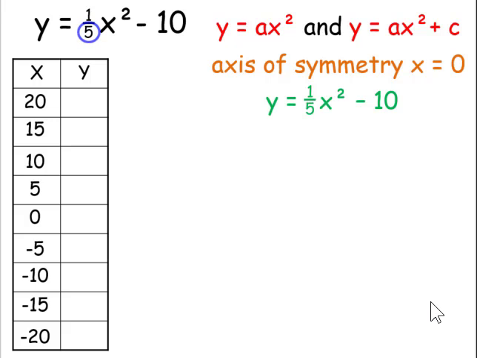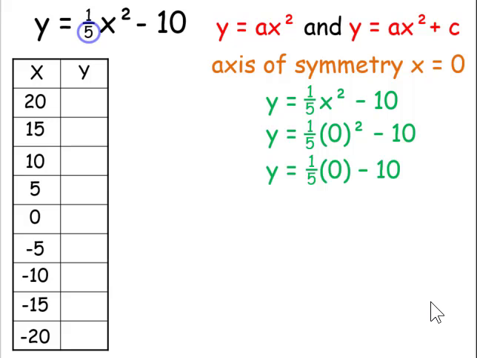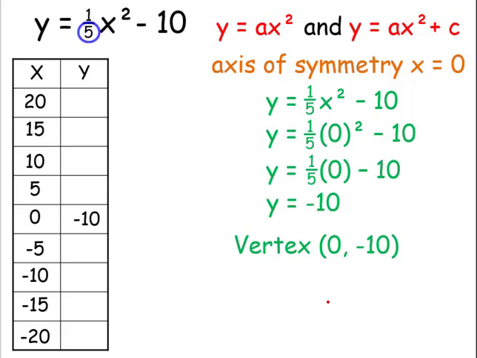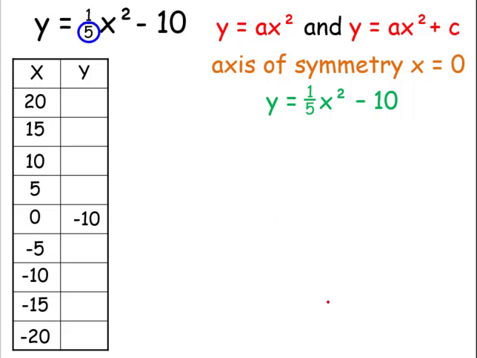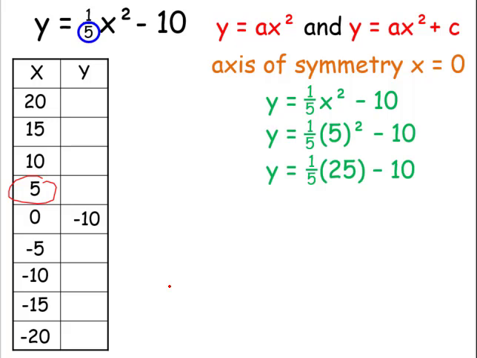When we plug in 0, we're left with negative 10. So that means our vertex is (0, negative 10). Now we'll plug in 5. We can plug in negative 5, but I feel like plugging in a positive number is easier, so I'm going to plug in the 5. 5 squared is 25, a fifth of 25 is 5, and 5 minus 10 is negative 5. Since this is negative 5, it will also be negative 5 for negative 5.